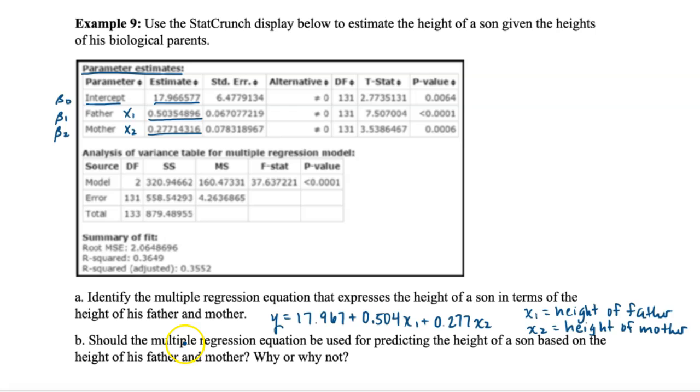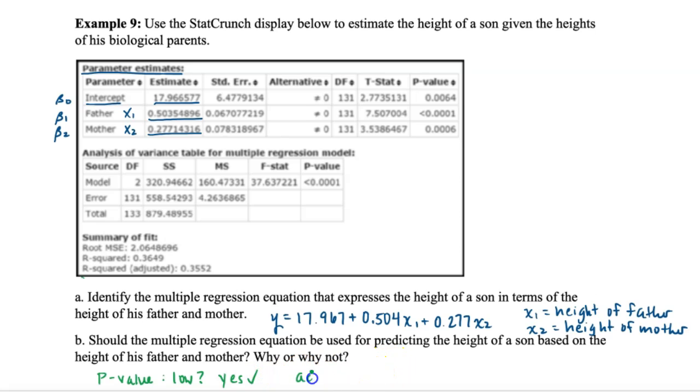So now for the question of, should the multiple regression equation be used for predicting the height of a son based on the height of his father and mother? So here we don't have any kind of choices. I'm just looking at my p-value, and I need my p-value to be low. Is my p-value low? And so I can see the p-values of the different variables, but I can also see the p-value of the model, and all of them are low. So yes, the p-value is low.